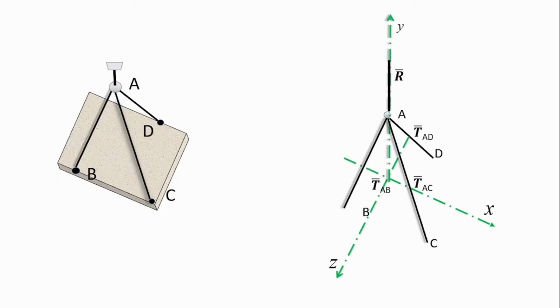Now these are the 3 forces, and we have their directions as well. We have the direction of force AB, the direction of force AC, and the direction of force AD, as well as the direction of the reaction. And that constitutes what you call a free body diagram.